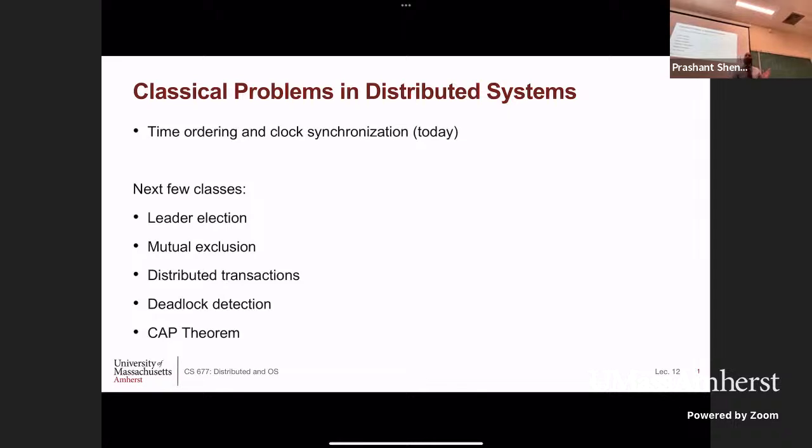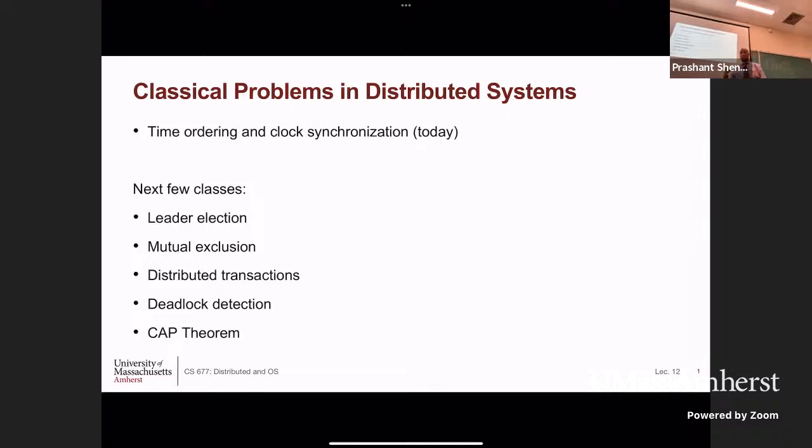We are done with processes, virtualization, and scheduling. Now we are going to look at a set of problems that are important in distributed systems, and we'll call them classical problems. Today we are going to talk about time ordering and clock synchronization. Then in the next few classes we have mutual exclusion, which is distributed locks, distributed transactions, deadlocks, and we end with the CAP theorem.